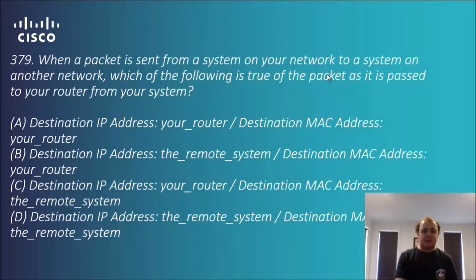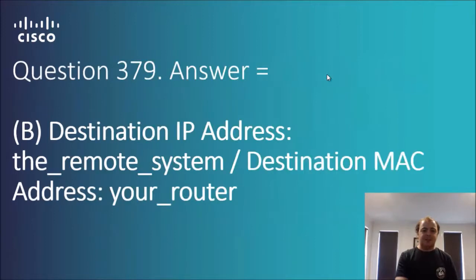Alright, it's not going to be the last one, but what I'll do here is I'll show you the answer and then explain it. Probably a little bit easier to do it that way. So close your eyes or pause the video. I'll reveal the answer is B. The destination IP address goes through the remote system, destination MAC address, your router.